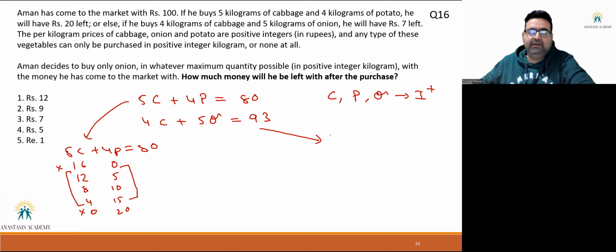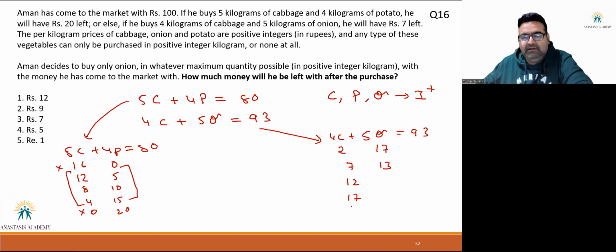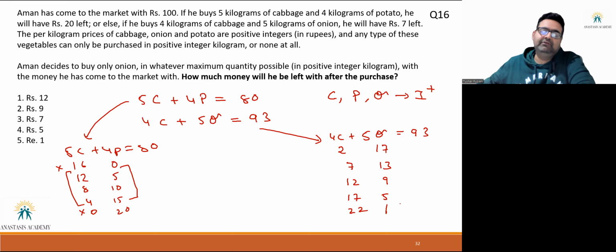When you solve the second equation, 4c plus 5o equals 93, for 93 the first solution you'll have to guess. You're going to start with c as 0, 1 because the rest of it has to be a multiple of 5. So I can start with 2, making this 85, so 17. And I'll keep increasing this by 5 and decreasing this by 4. So next will be 7 and 13. Then 12, 17, 22, increases of 5, and here drops of 4: 9, 5, 1. I cannot go beyond this because 1 minus 4 will become negative.